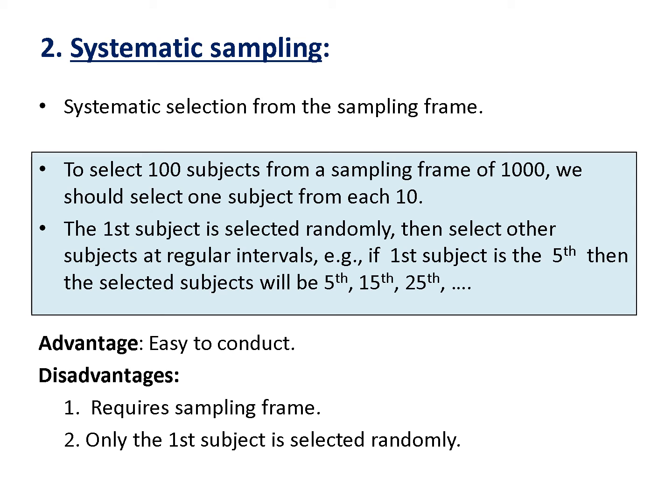The advantage of systematic sampling is that it is easy to conduct, while the most important disadvantage is that it also requires a sampling frame, so we have to know the whole study population. Also, it only selects the first subject randomly. We don't select the whole sample randomly, only the first one is selected randomly.